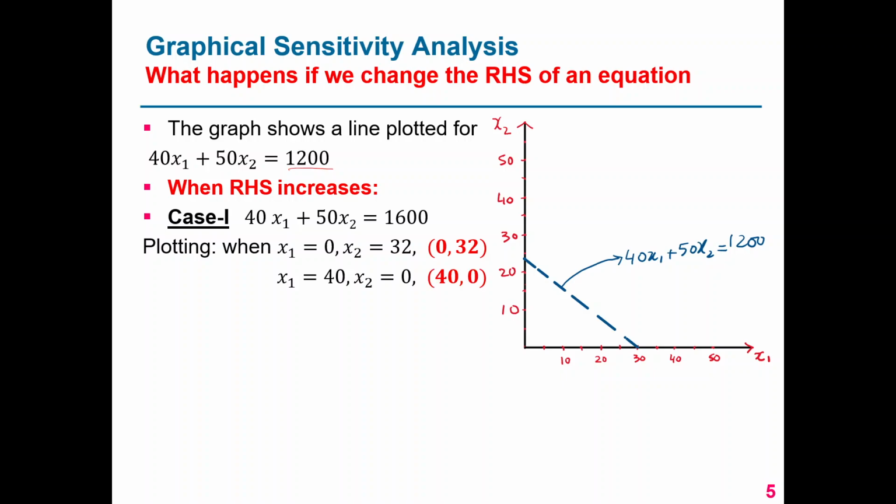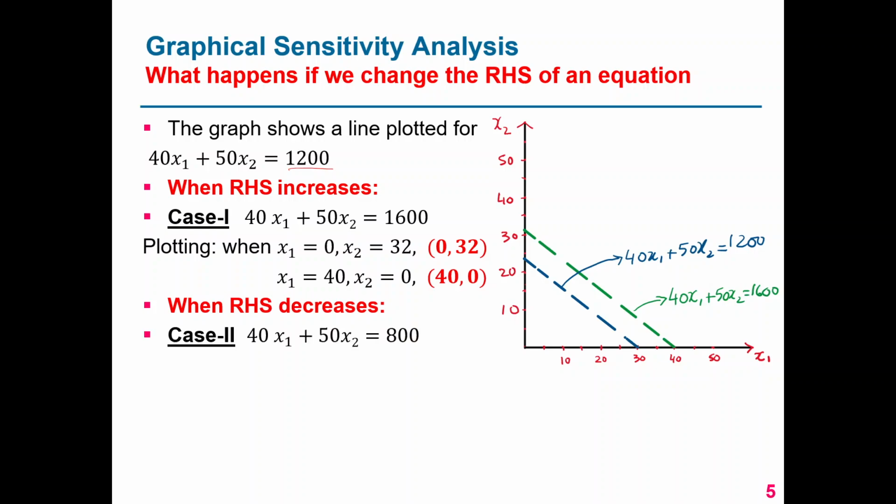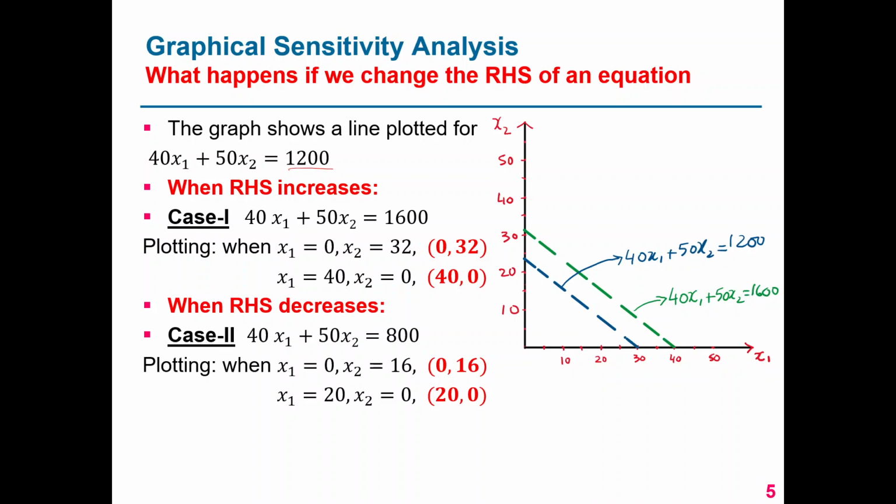In a similar fashion, we will put x2 equal to 0 and find x1 equal to 40. We have now obtained 2 points. Using these 2 points, this increased right hand side equation can be plotted, and it is plotted in green here. Now let's see what happens when we decrease the right hand side. From 1200, we have now decreased the right hand side to 800, and we plot it using a similar procedure. When x1 is equal to 0, x2 is equal to 16, and when we put x2 equal to 0 we find x1 equal to 20. This gives us 2 points, and using these we can plot it, and it is shown in red on the screen.